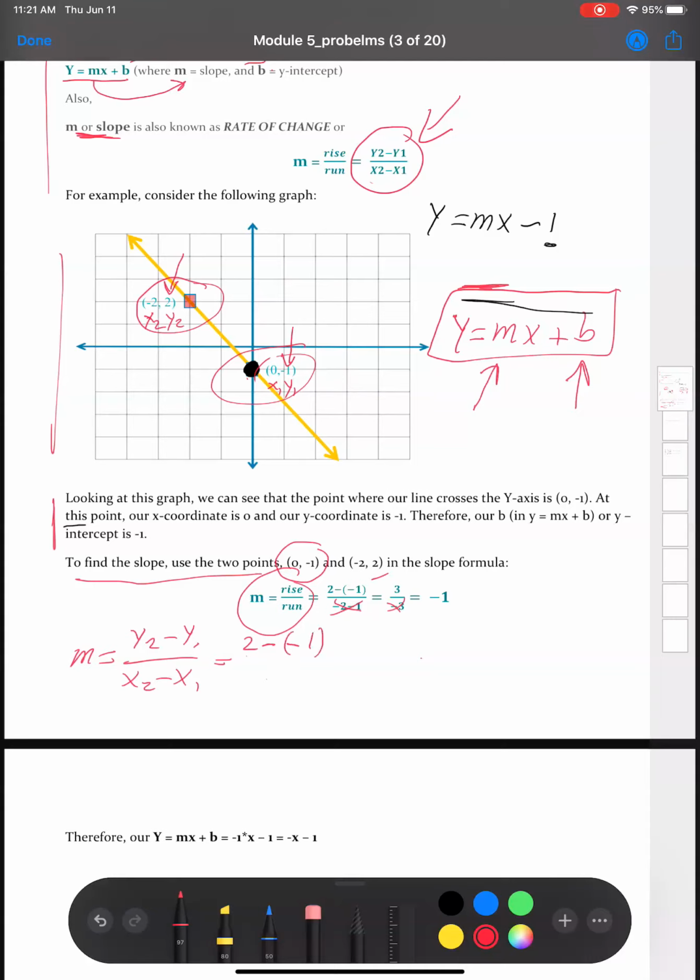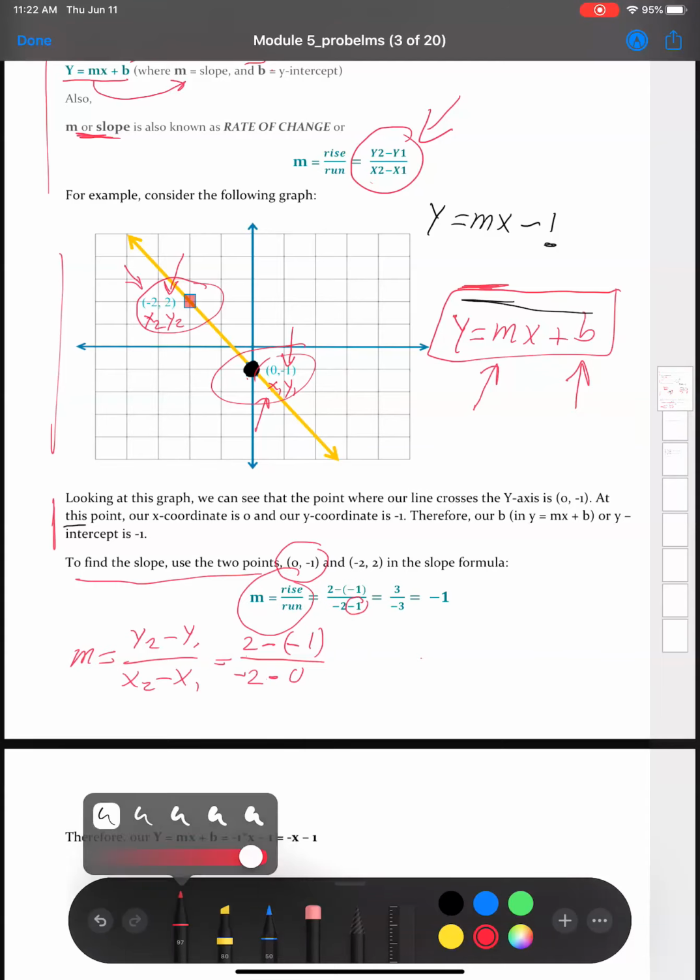So you guys see this part right here is correct, but I'll show you where I made a mistake. Divided by x2. x2 is -2. -2 minus x1. Our x1 is actually 0. That's what I made a mistake on here. If you see, I put -1 for x1, and it's actually 0, as you can see. So now let's calculate it.